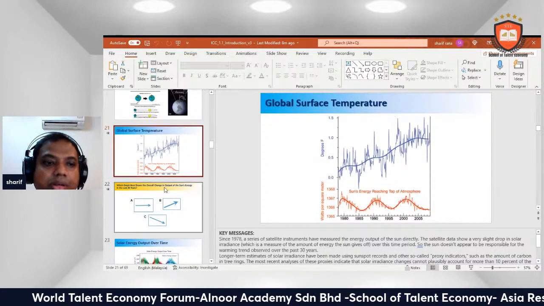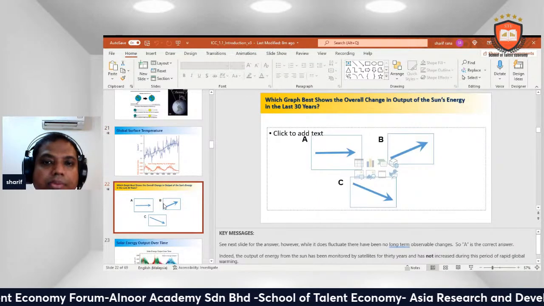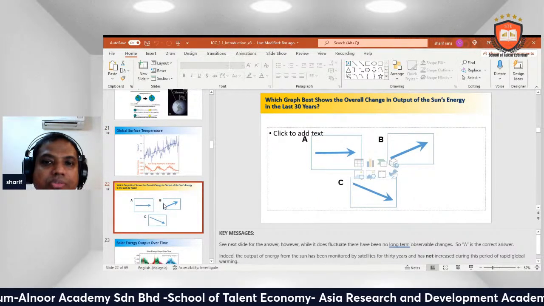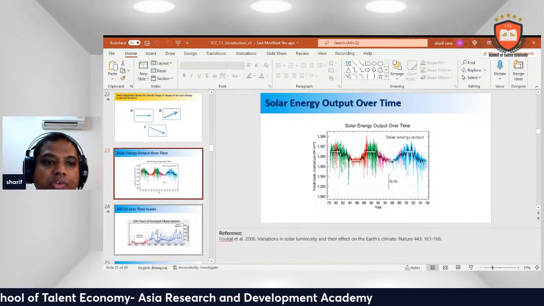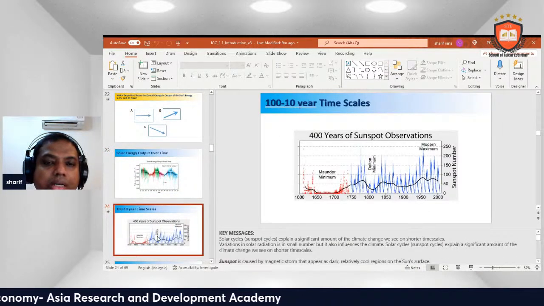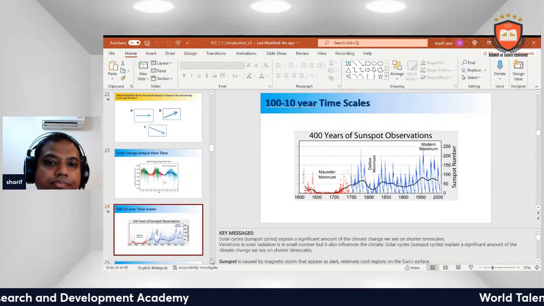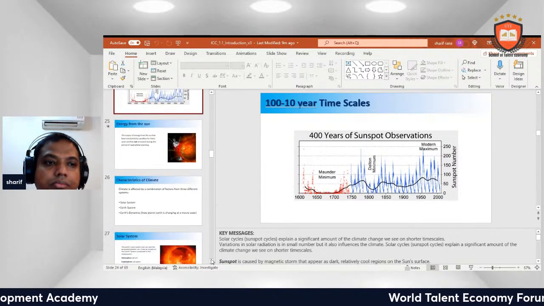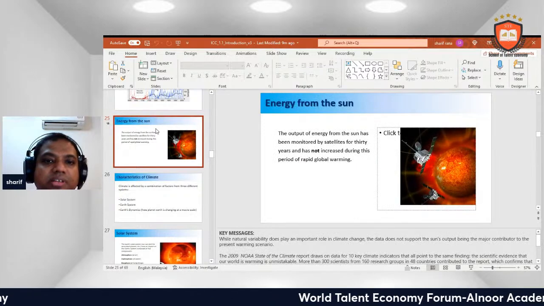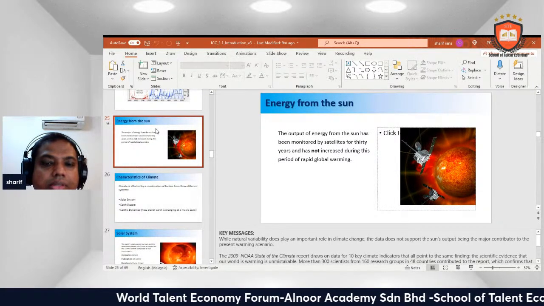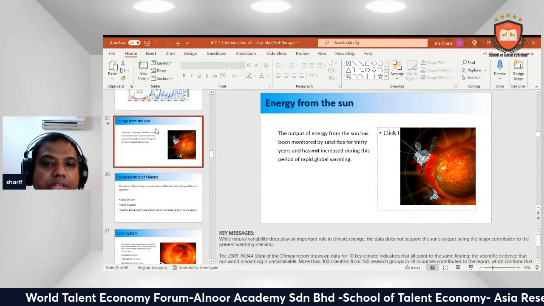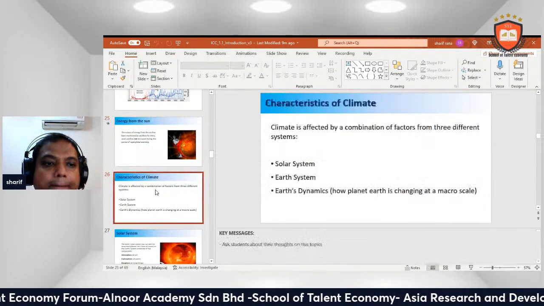Global surface temperatures: which graph best shows the overall change in the output of the sun's energy in the last 30 years? Solar energy output over time, on 10 to 100 year time scales. The output of energy from the sun has been monitored by satellite for 30 years and has not increased during the period of rapid global warming.